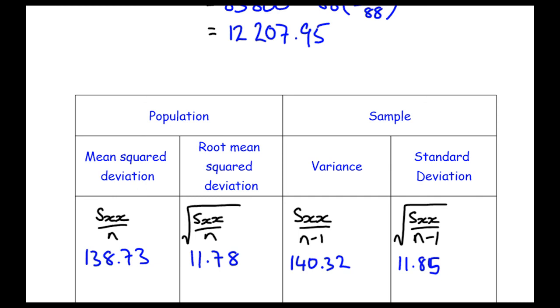And there we have it. We found the mean squared deviation, the root mean squared deviation, the variance, and the standard deviation. All of these were found using S of XX. And that is how we should get our marks. So all of these were found using S of XX, as we calculated earlier, with different denominators, and either square rooted or not square rooted. Be careful to know exactly which of these you are asked to find in your exam question, and that should be worth all your marks.